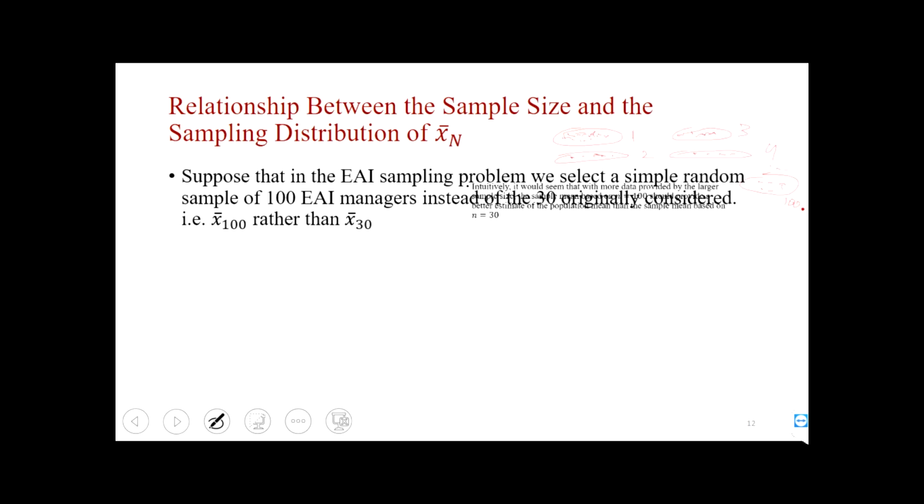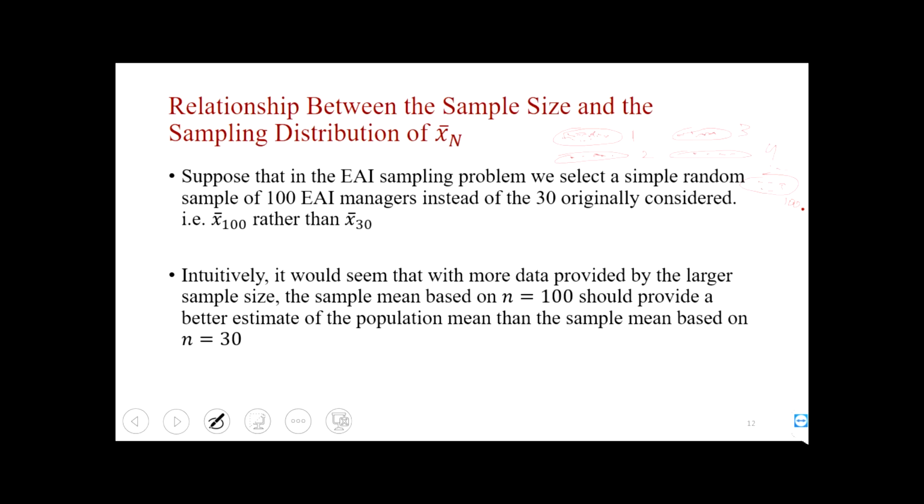And I would like to ask you one question. Intuitively, it would seem that with more data provided by the large sample size, the sample mean based on 100 should provide better estimates. So when we have more data per sample, we expect the distribution of the x bars to approach the population parameter more closely, and it will give us a better estimate of the population. And we will see this like this.